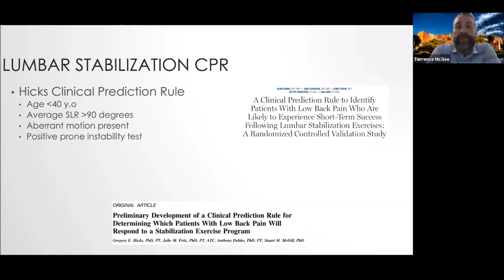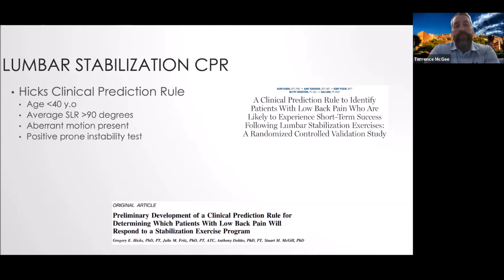And then as far as a clinical test that by itself doesn't have high likelihood ratios of being positive for ruling in a diagnosis, but coupled with this rule made it a lot stronger, was the prone instability test, where the patient is laying over the edge of the plinth and raising up their legs in full extension. And if the pain is present, then a P to A mobilization sustained is applied, and it is applied again. And what we see is the pain disappears or is reduced.